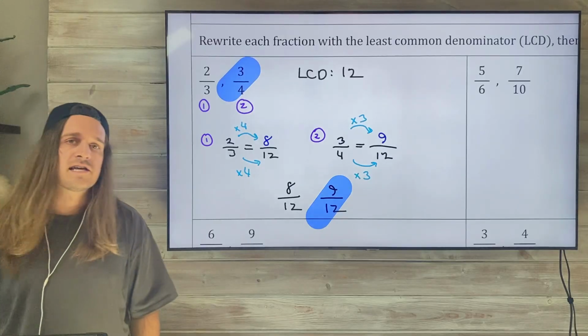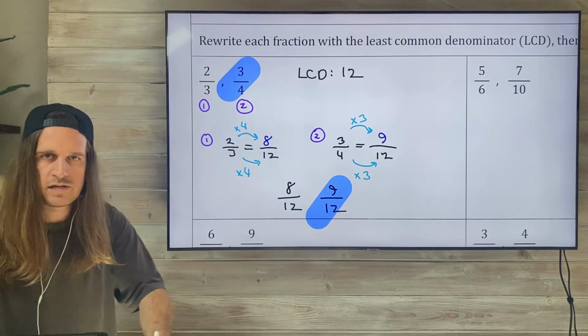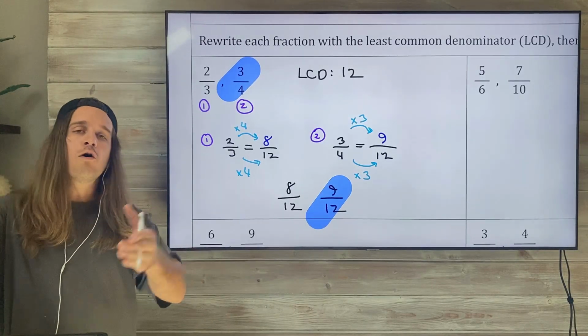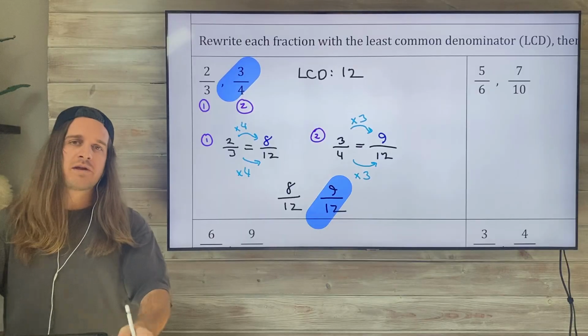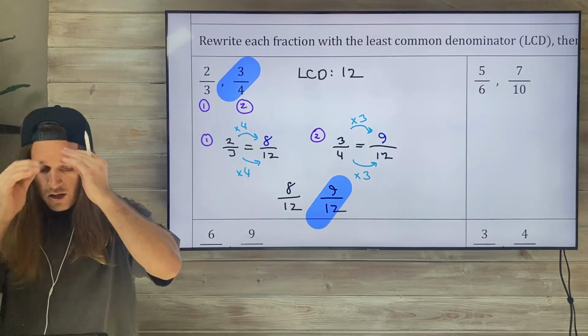So that's the process. You have to find the least common multiple of the denominators, also known as the least common denominator, re-express both fractions over that denominator, and then you can figure out which one is bigger. Then you can make an honest comparison. All right, good. Next one here.